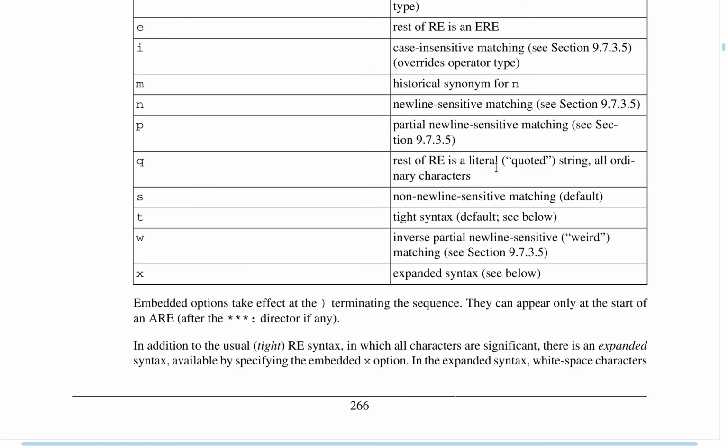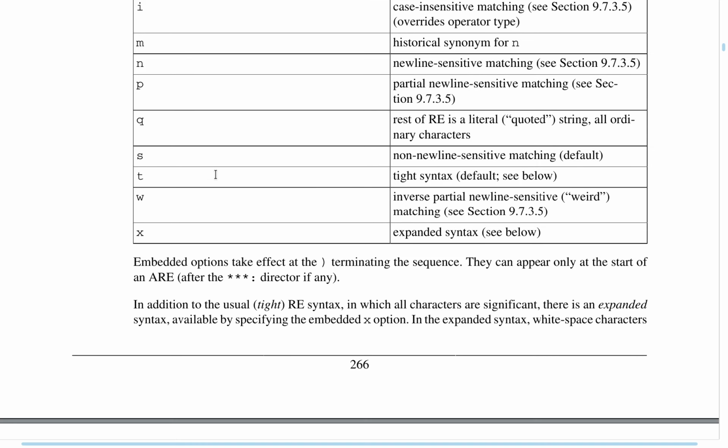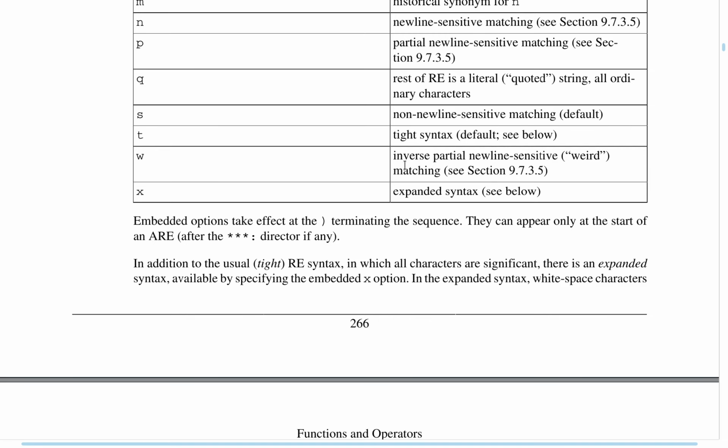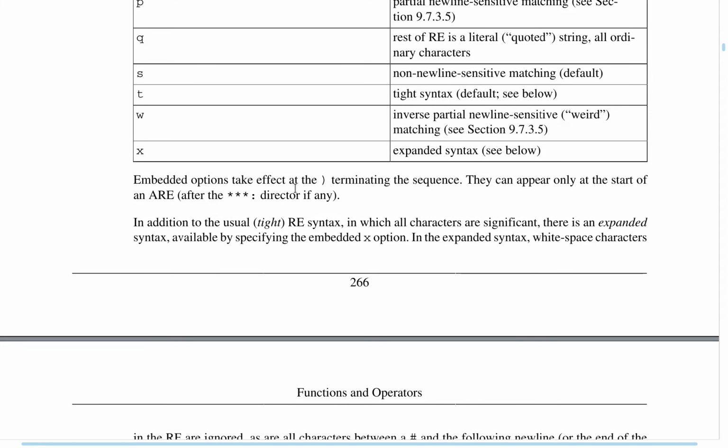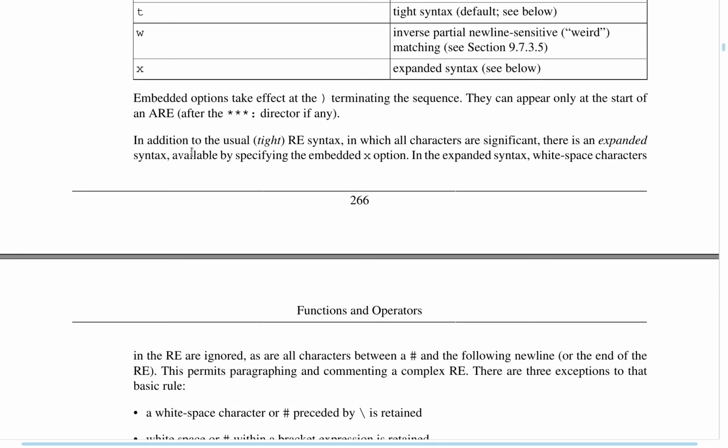q is rest of the RE is a literal quoted string, all ordinary characters. s is non-newline-sensitive matching. t is tight syntax. w is inverse partial newline-sensitive, or weird, matching. x is expanded syntax. So lots of it is below. Embedded options take effect at the closing parenthesis terminating the sequence. They can appear only at the start of an ARE after the ***: director, if any. In addition to the usual tight RE syntax in which all characters are significant, there is an expanded syntax available by specifying the embedded x option.